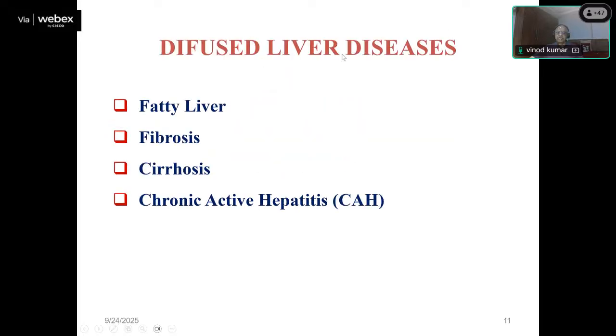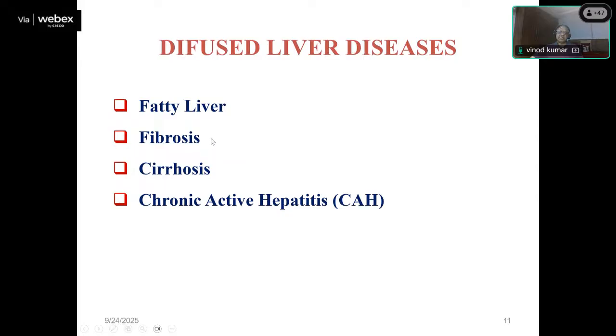In diffuse liver disease, hospitals normally get four types of cases. One is fatty liver; another is fibrosis. Fibrosis is a reversible process. If there are some patches of fibrosis, after some time that area may become normal. Cirrhosis is not reversible; it is an advanced stage of fibrosis. When it becomes cirrhosis, those fibers become almost dead, so it is a non-reversible process.